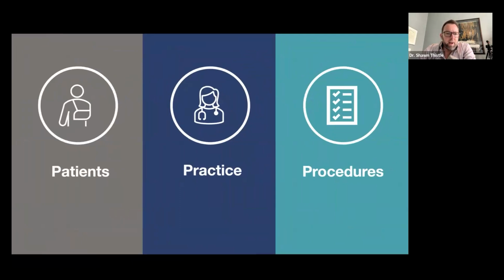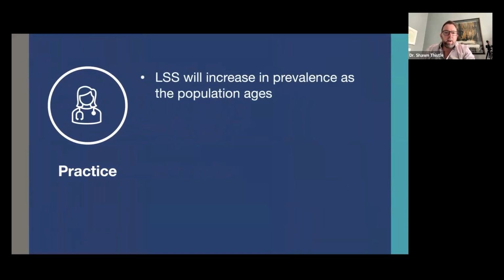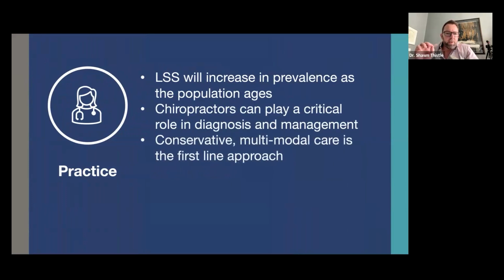As we wrap up here, my job is to look at papers and topics and how they fit into whether it affects our patients or your practice or policy at a government or insurance company level. I think this is a practice issue for the most part. So, to summarize, what we know is that lumbar spinal stenosis will increase in prevalence as the population ages. Chiropractors can play a pivotal role in the diagnosis and management of this condition. Conservative multimodal care from a chiropractor, a physiotherapist, I prefer chiropractors, to be honest. I think we're better at the manual therapy part, but evidence-based care from a qualified professional is what I think is important for patients.